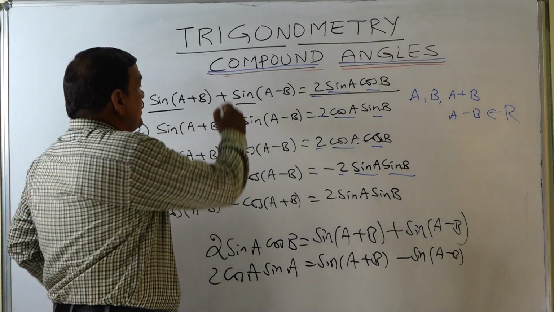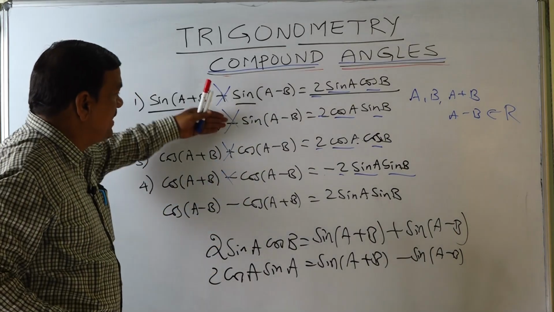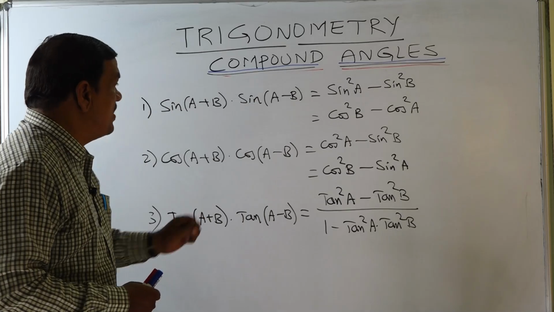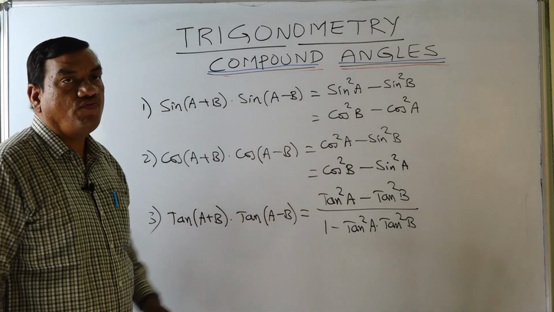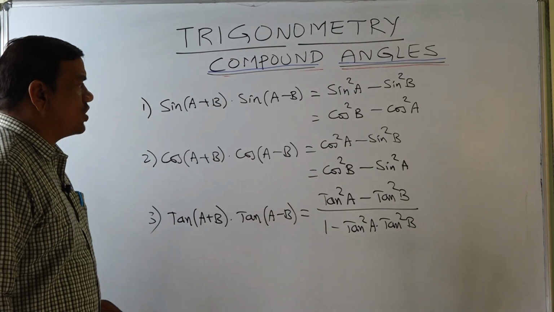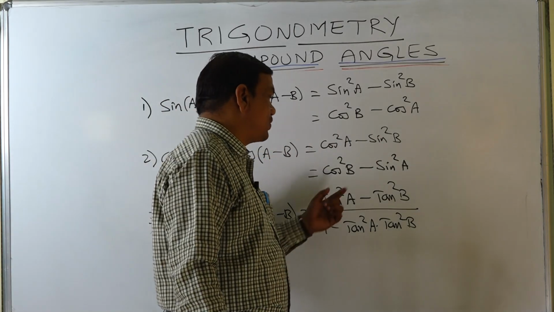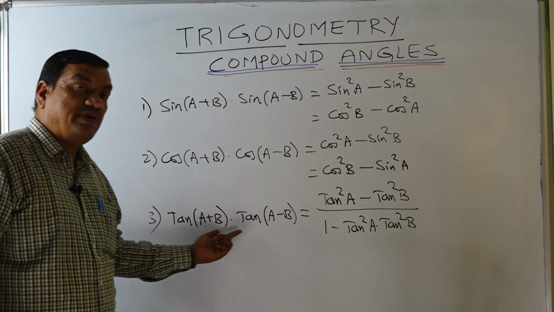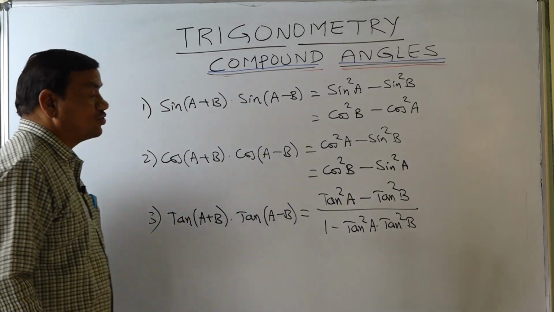Now, if there is a plus in between, we have seen. If there is multiplication, let us see what happens. Welcome to the next list of formulas. Sin of A plus B times sin of A minus B is equal to sin square A minus sin square B, otherwise cos square B minus cos square A. Cos of A plus B times cos of A minus B is equal to cos square A minus sin square B, otherwise cos square B minus sin square A. Tan of A plus B times tan of A minus B is equal to tan square A minus tan square B upon 1 minus tan square A times tan square B.